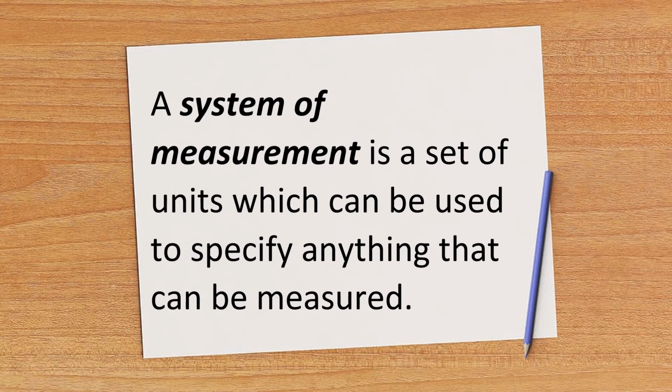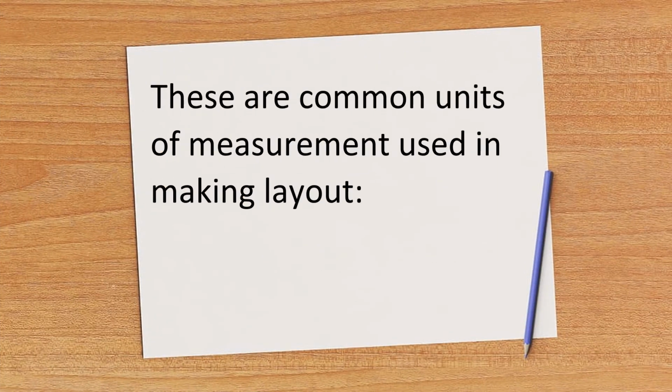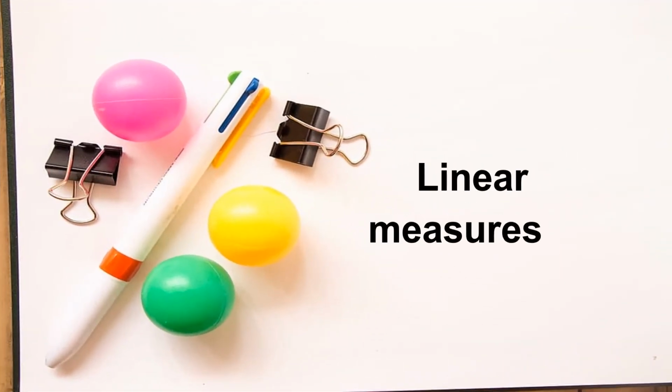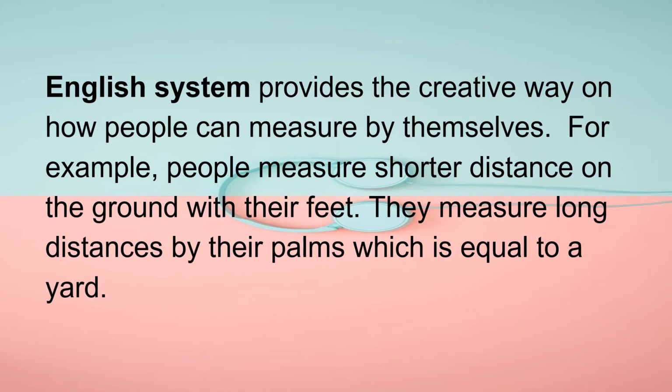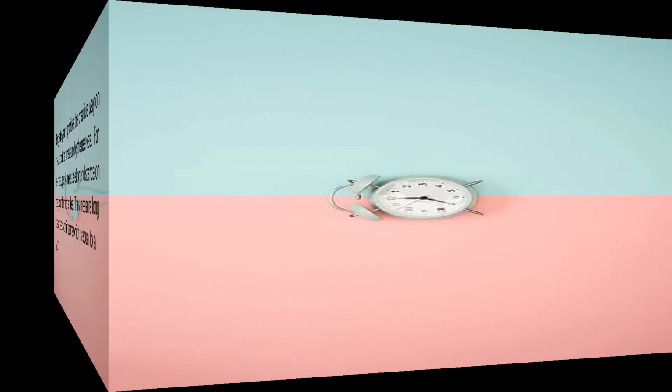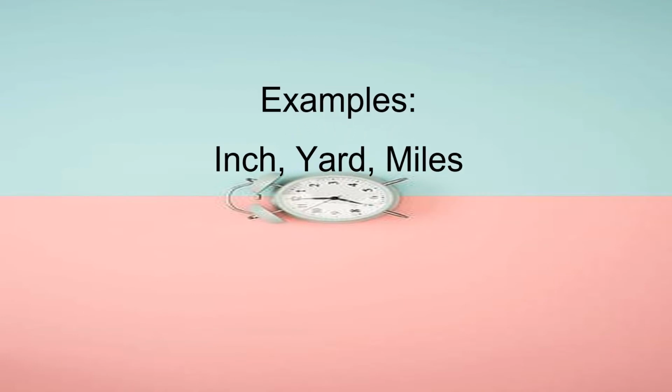A system of measurement is a set of units which can be used to specify anything that can be measured. These are the common units of measurement used in making layout, especially for the linear measures. The English system is a creative way in which people can measure by themselves. For example, people measure shorter distances on the ground with their feet. They measure long distances by their palms, which is equal to yards. Examples of English systems are inch, yard, miles.